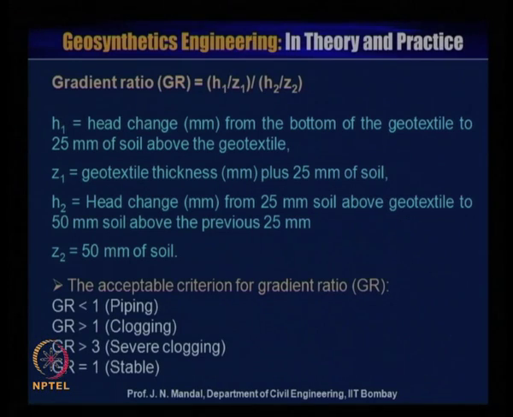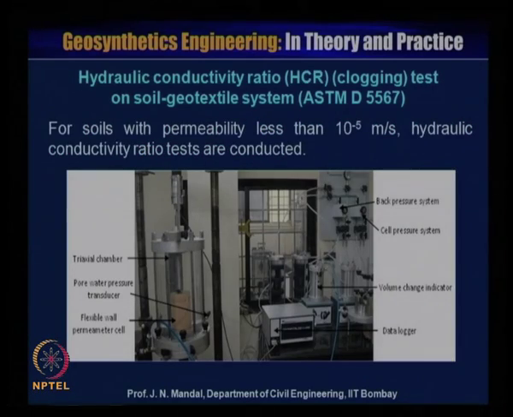But for this gradient ratio value, the Corps of Engineers suggested that if the gradient ratio value is greater than 3, then that kind of geotextile material is not acceptable. Next, we will perform the hydraulic conductivity ratio or HCR clogging test on the soil geotextile system as per ASTM D5567.